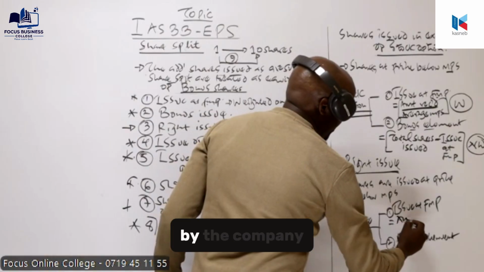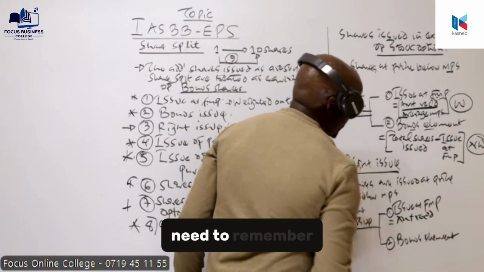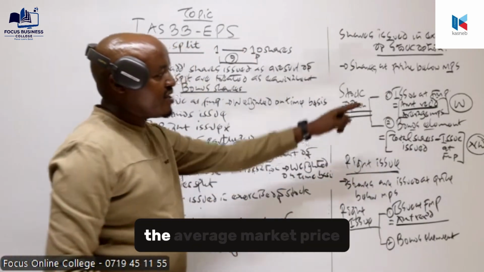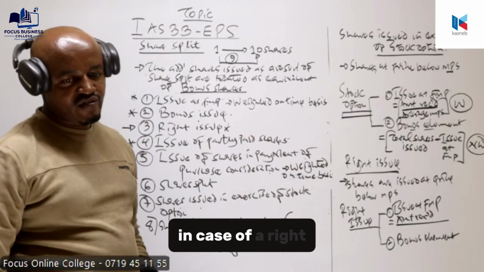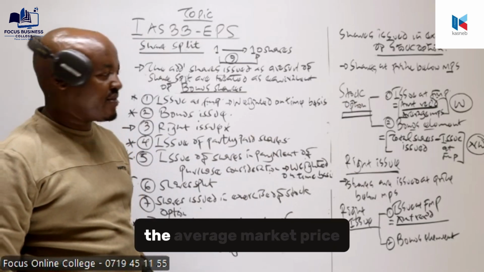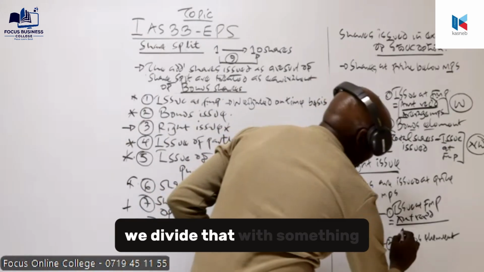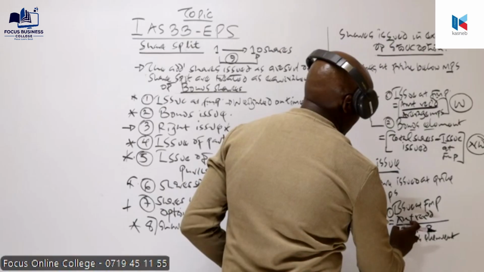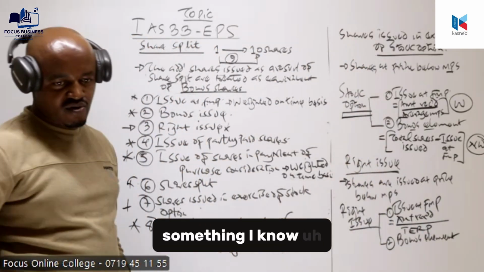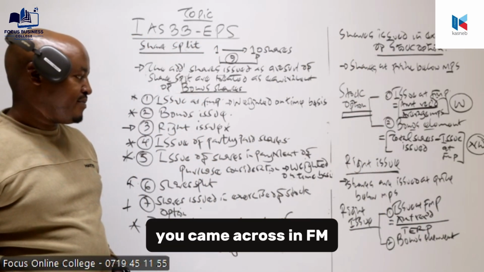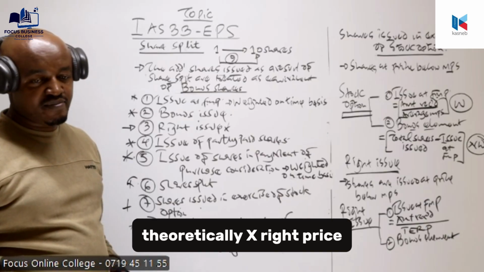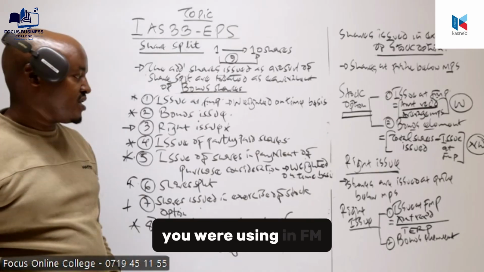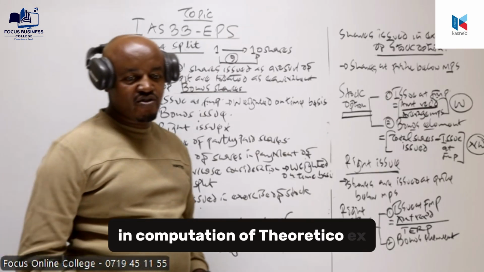How much amount was received by the company? This is basically what you need to remember: the amount which was received by the company. And then do we divide that with the average market price? In case of a right issue, we don't divide that with the average market price. We divide that with something called the theoretical exit price. Theoretical exit price is something I know you came across in FM. I'll show you a very simple approach of computing the same, because there was a formula you were using in FM in computation of theoretical exit price.